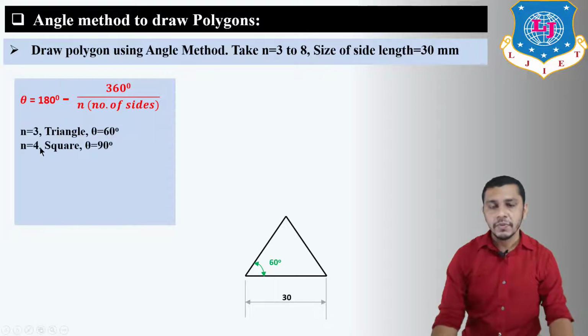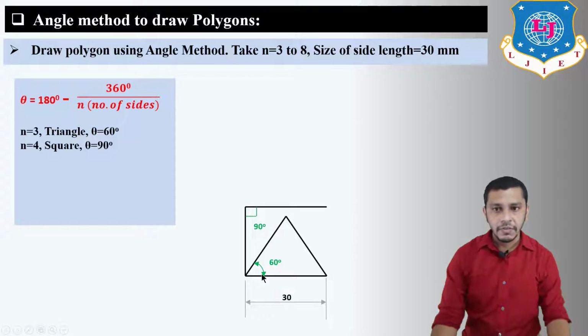Now if n is equal to 4, the polygon will be a square and the angle will be 90 degree. So from this point, measure 90 degree angle. Make sure that from this point we are measuring the angles in the anti-clockwise manner, and from this point we will measure the angle in the clockwise manner. So from this point, measure 90 degree angle, draw lines and connect the line. We will get the square.